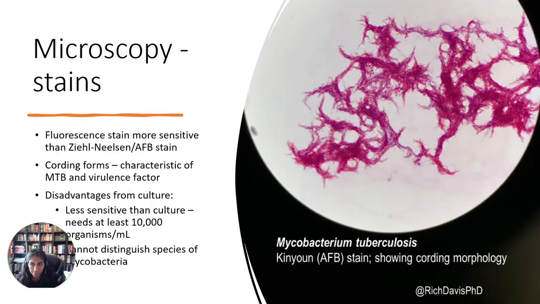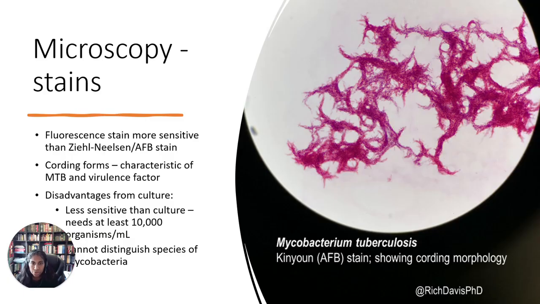So now moving on to microscopy. We talked briefly about the fluorescent stain and the Ziehl-Neelsen AFB stain in the section under microbiology. The fluorescent stain is more sensitive. If you can imagine someone looking under a microscope, it's much easier to pick up something that's fluorescent and glowing among a dark background than the red of the AFB stain in a sea of a blue background.